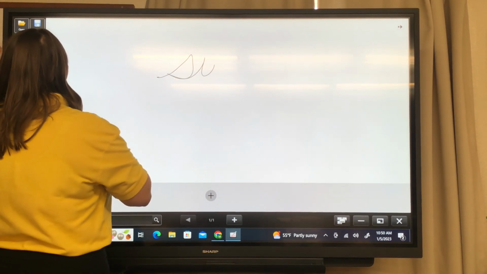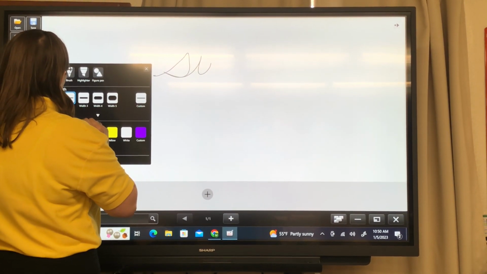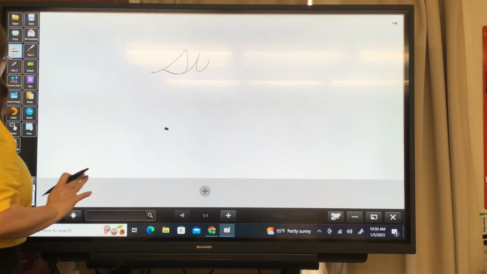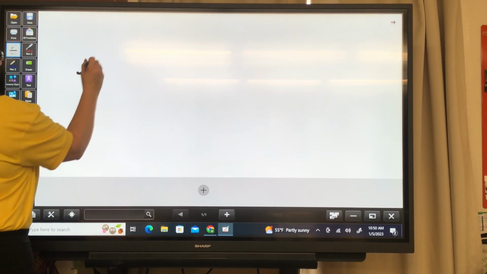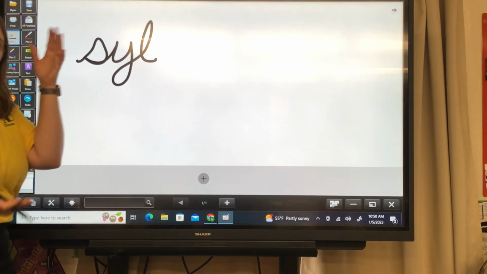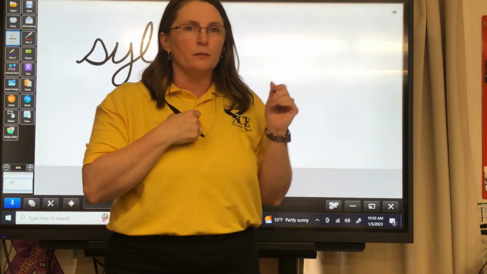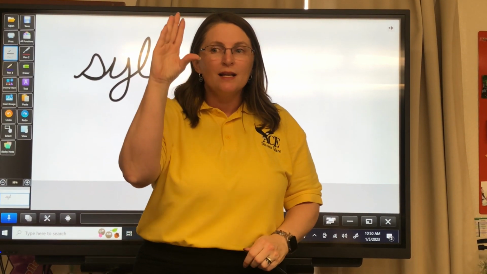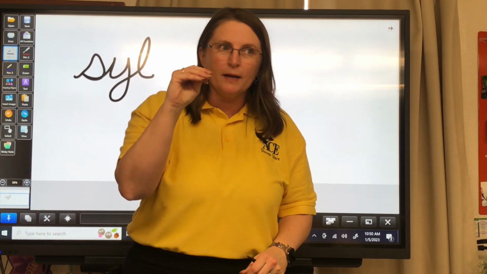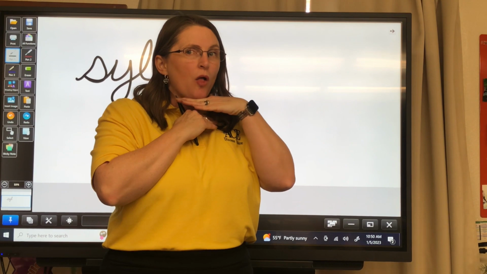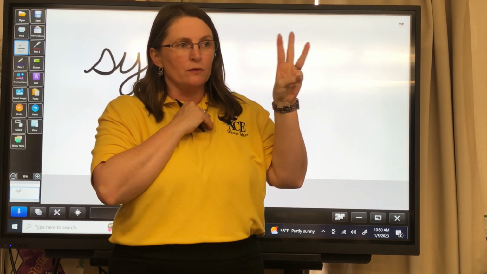Let me make this thicker for you guys because that will help with seeing it on the camera. So, undo. Okay, the word syllable, let's clap out the word syllable. How many syllables does syllable have? Syllable. Or you could do a puppet face. Syllable, right? Or you could put your hand under. Yeah, you could do that. Syllable. 3 times. Syllable. Okay?